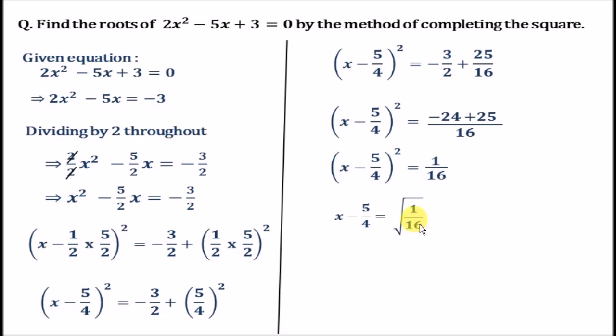Now, under root 1 by 16 can be expressed as 1 1s are 1 and 16 as 4 4s are 16. So we can take 1 and 4 out of the square root. On doing so, we will get x minus 5 by 4 equals to plus minus 1 by 4. Remember, whenever we take any quantity out of the square root, it will either be plus or minus, so we'll have to write both the signs.